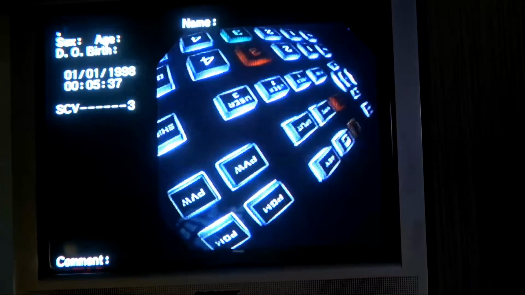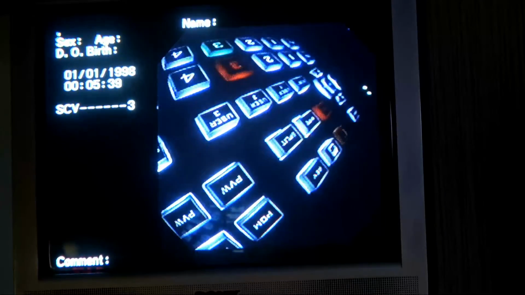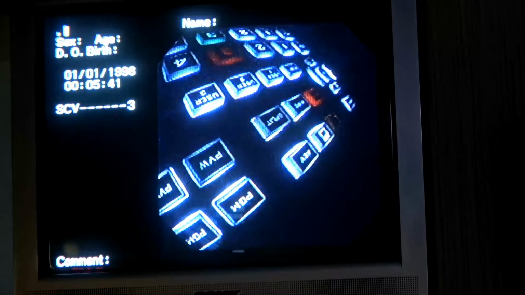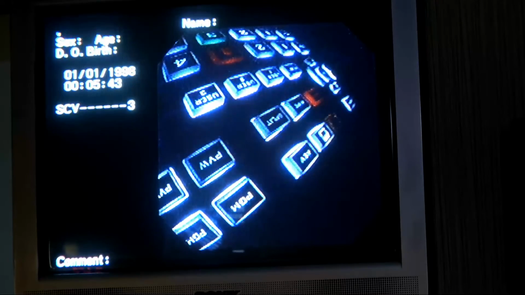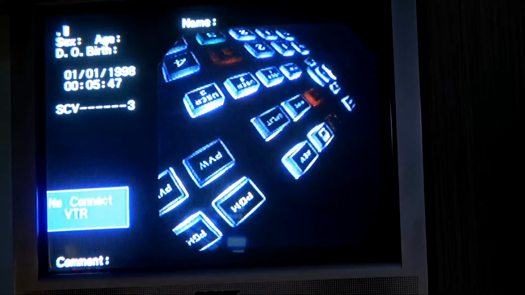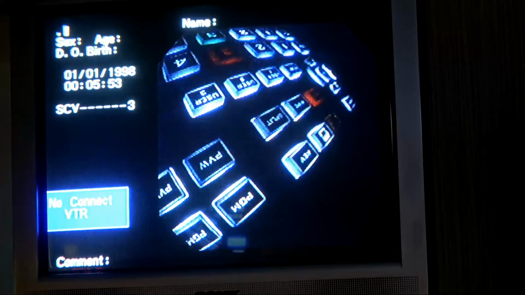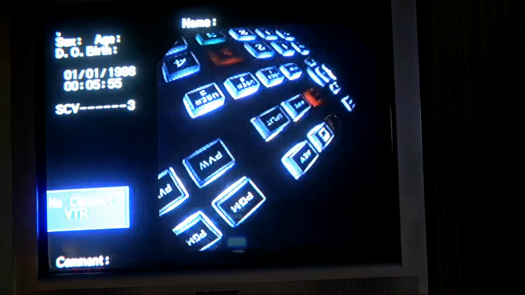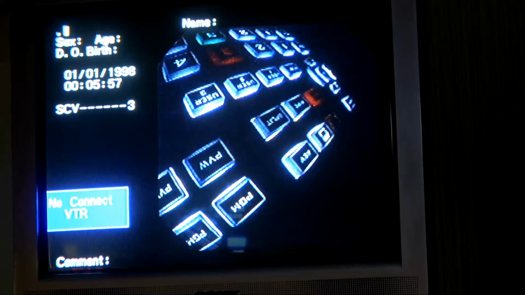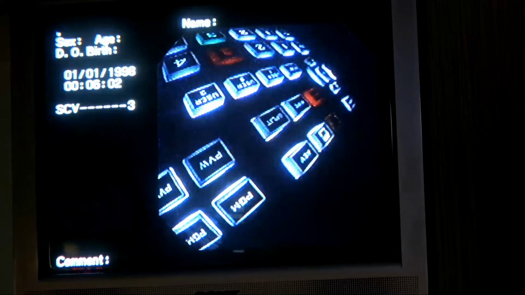Now if I will press the button number 1, it will freeze. See, image is frozen. And after that I will press button number 3. See, it is writing that no connected VTR. Here it is writing no connected VTR, means video tape recorder is not connected, and otherwise it would have been connected, it will start recording.